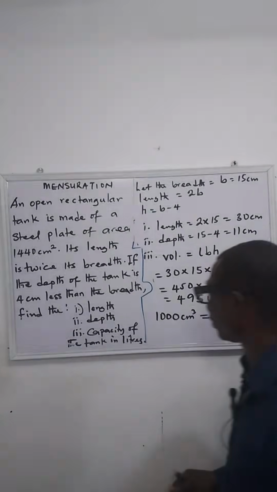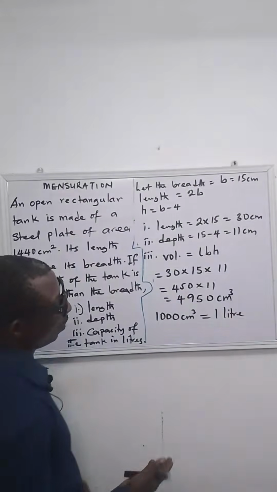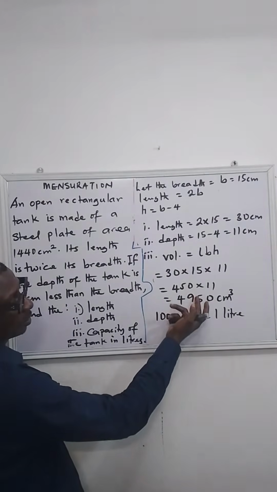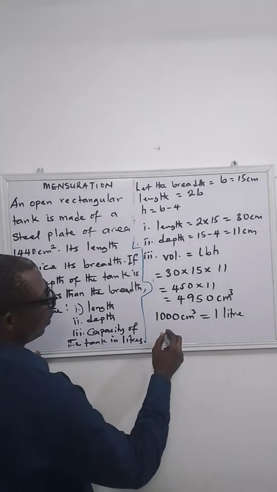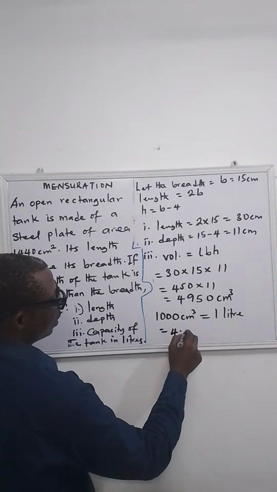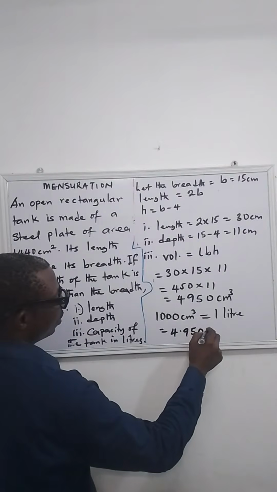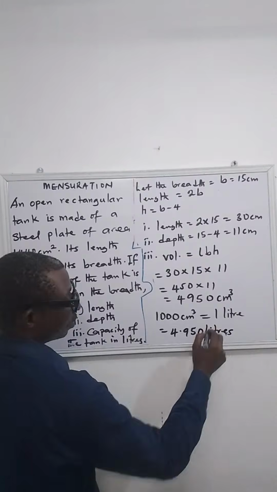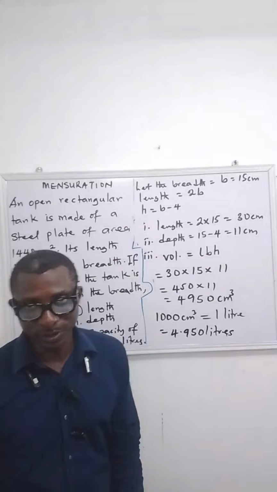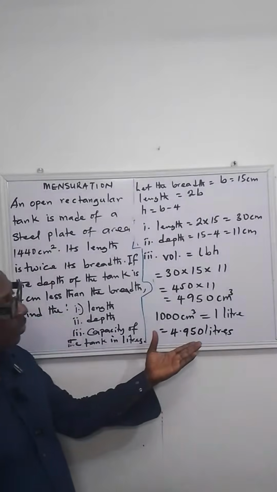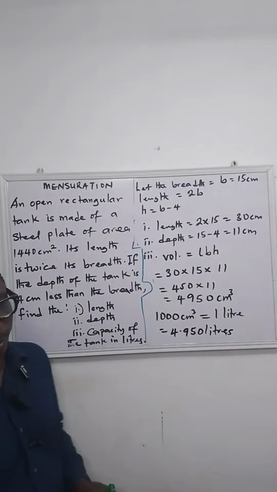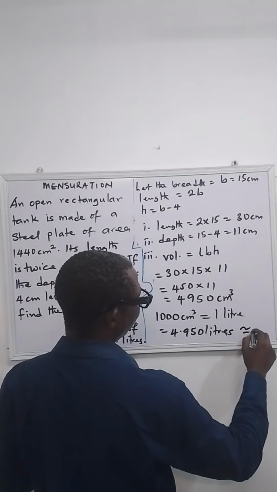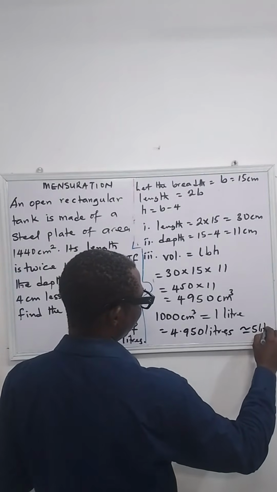So now what we just need to do is just to divide this by 1,000. Just move the point 3 times. Okay, so that is going to give us 4.950 liters. Okay, so it shows we are all doing fine. All right, so I can correct this now to the nearest whole number. So to the nearest whole number now is going to be 5 liters.